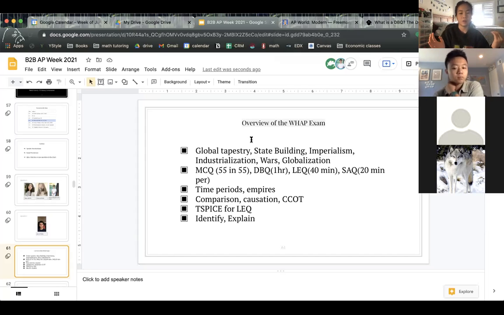And then next, for the LEQ you get a prompt and you have to look at the certain time period it's from, and basically from your own knowledge or what you already know, you have to answer the question while also using what Miss McKinnis taught us in WHAP, which is T-SPICE, which is T stands for technological, S stands for social, P stands for, let me explain.